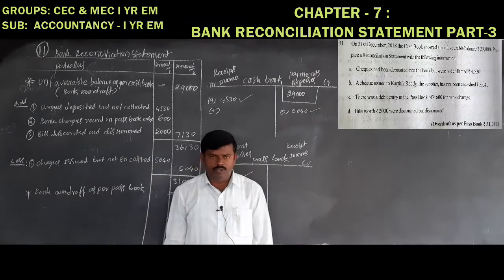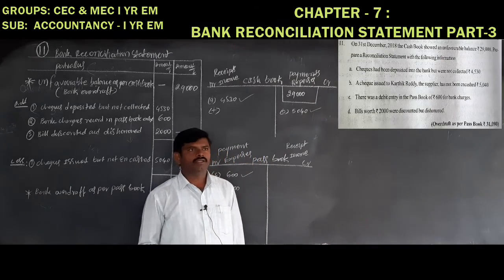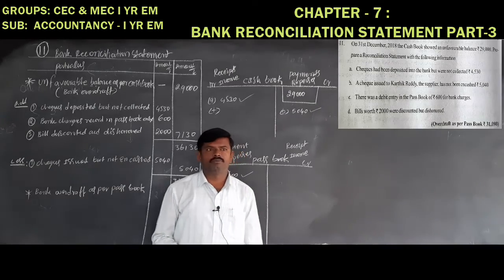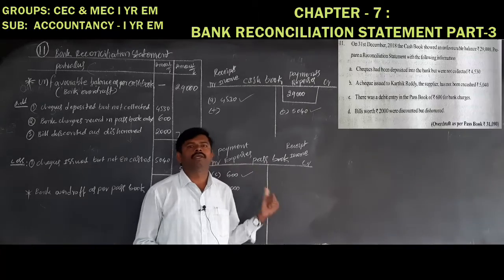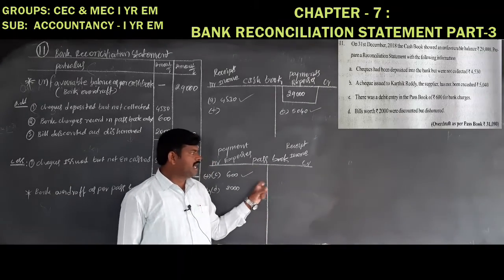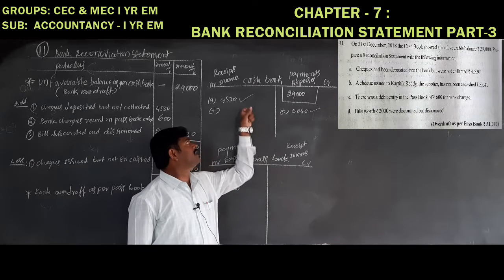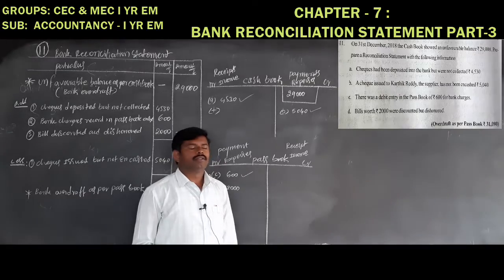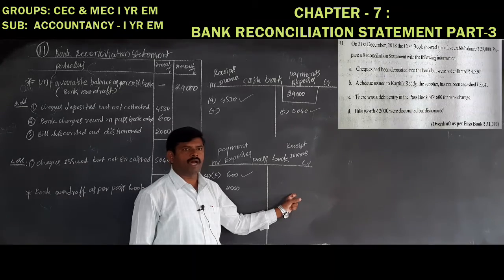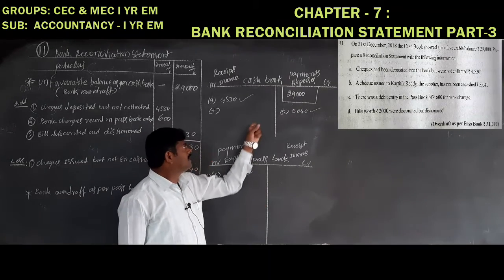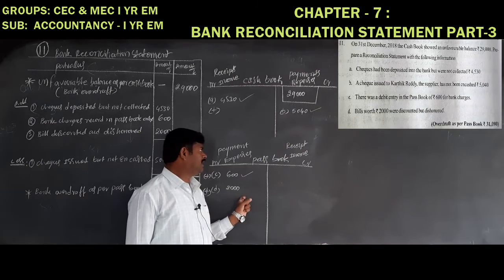And a bill worth 2000 rupees is discounted and dishonored. This information is not known by the account holder; it is held with the bank only. When a bill is discounted, it must be recorded on the credit side as well as the debit side. There is an entry on the debit side of the cash book as well as the credit side of the passbook, but no entry on the credit side of the cash book, only the debit side of the passbook.